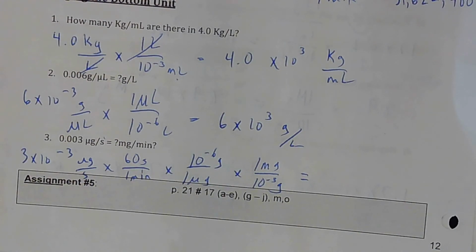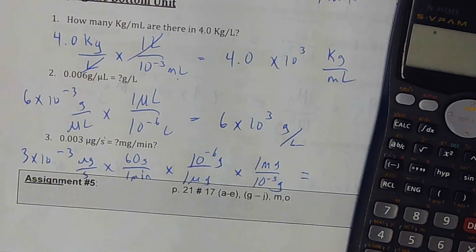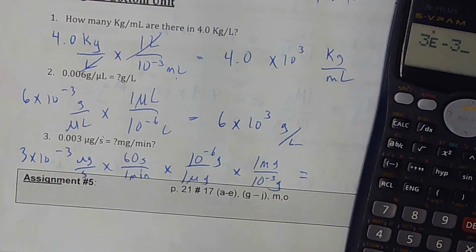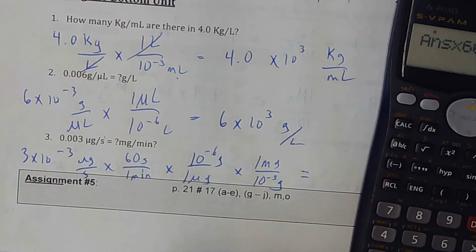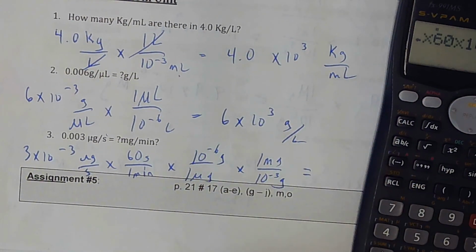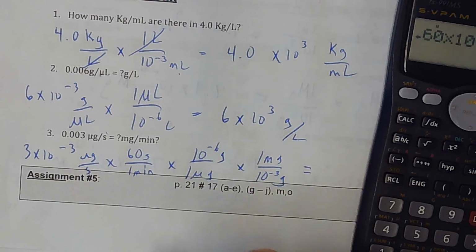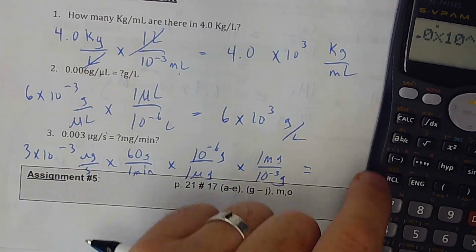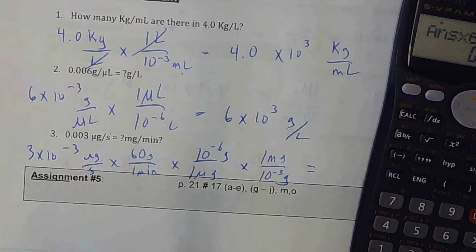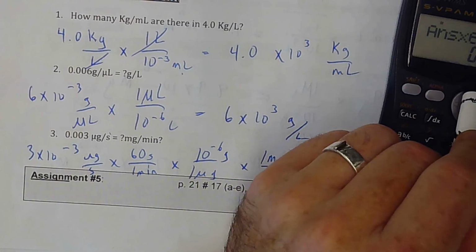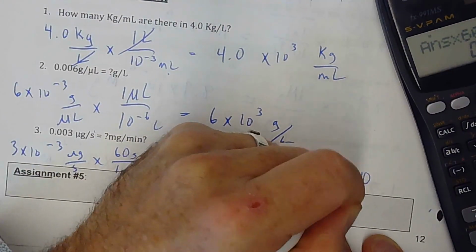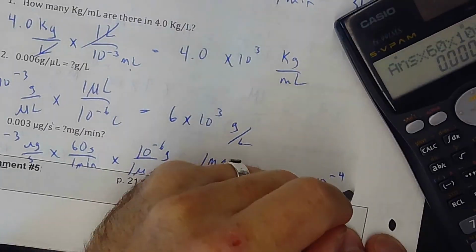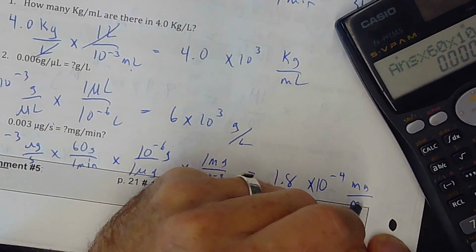We got 3 times 10 to the negative 3 times 60 times 10 to the power negative 6 divided by 10 to the power negative 3. All right, and I get 1.8 times 10 to negative 4. And my units, milligrams per minute.